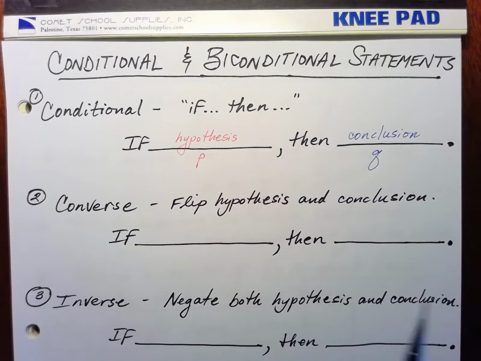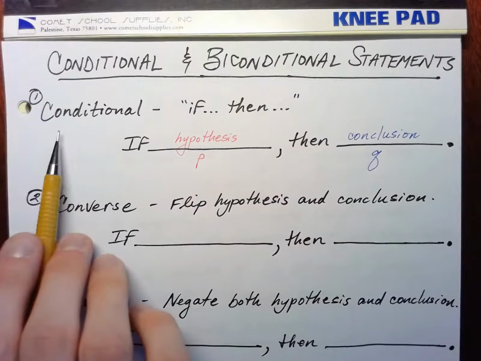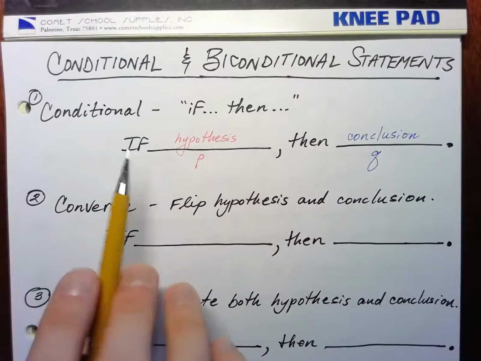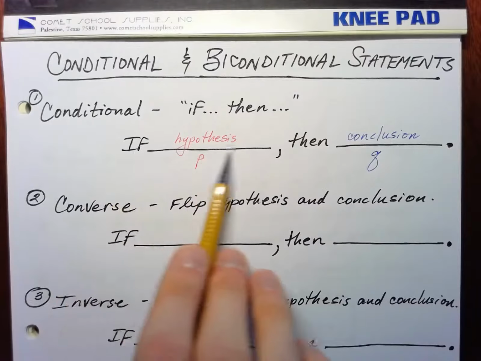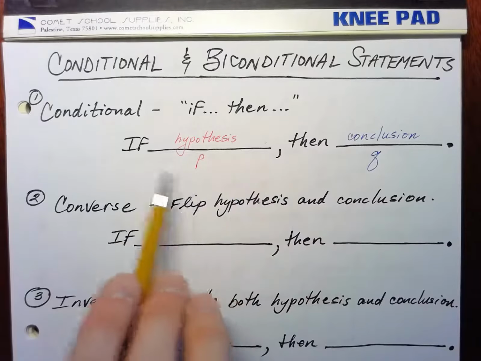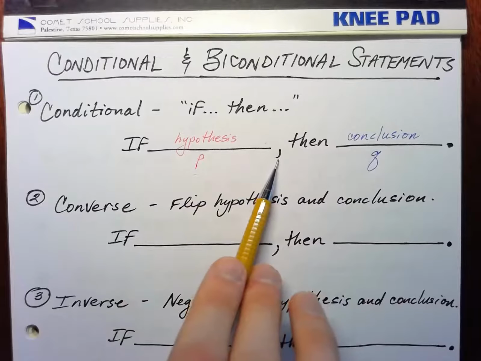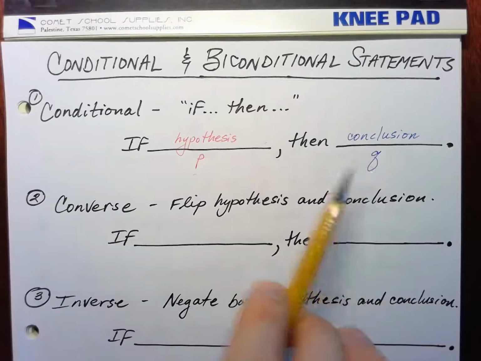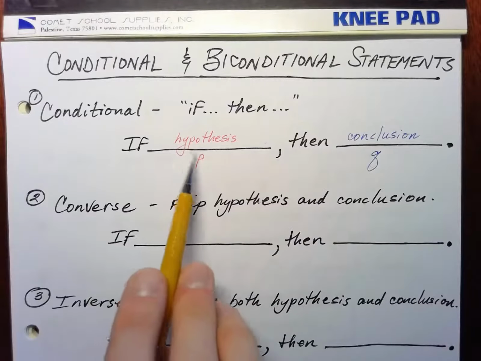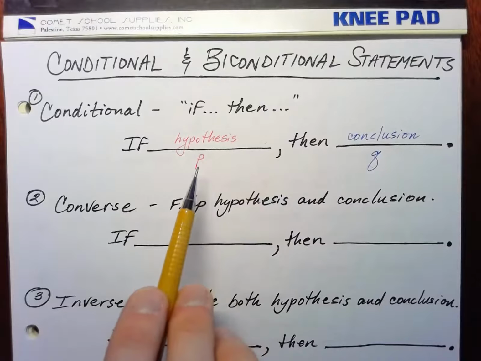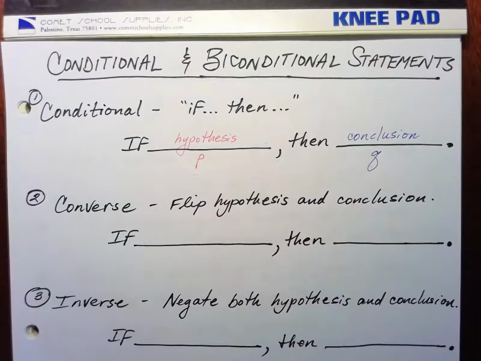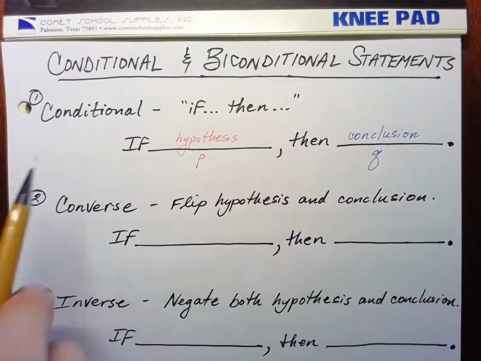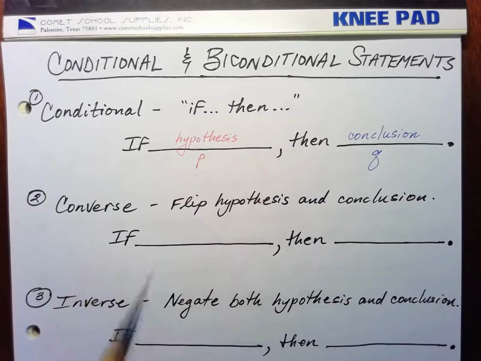So let's start by reviewing a little bit. We talked about this in the previous video. A conditional statement is an if-then statement. And you have if hypothesis, which we call P, if the hypothesis, comma, then the conclusion, and we call the conclusion Q usually. And just for the sake of making it look pretty, I'm going to write P in red and Q in blue. So the conditional is where we start, if then, and we have a hypothesis and a conclusion.